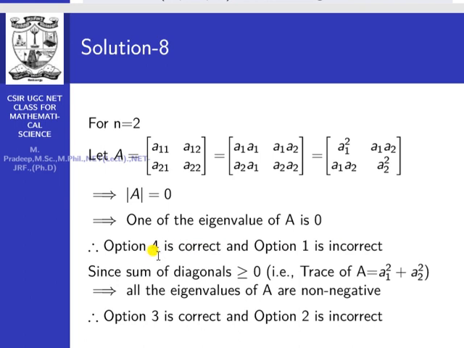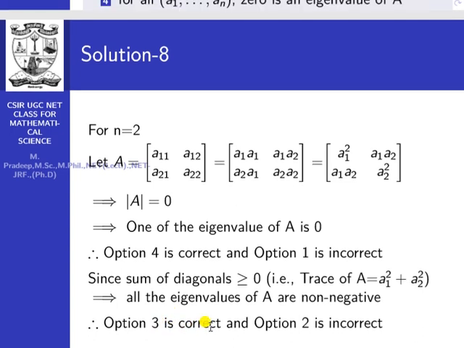And the next one, since the sum of the diagonals is greater than or equal to 0, that is the trace of A, we get a1 square plus a2 square. Similarly, for an order 3 matrix, a1 square plus a2 square plus a3 square. This is the trace of A. Sum of the diagonals greater than or equal to 0 means all the eigenvalues of A are non-negative, that is 0 and positive, which means positive semi-definite. Option 3 is correct.